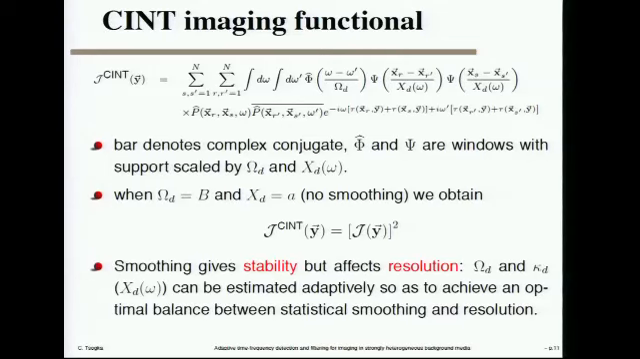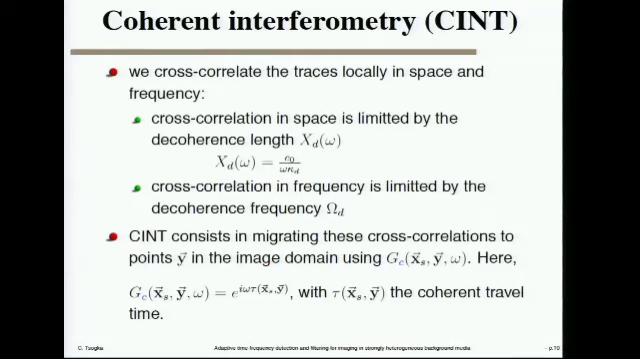And now this story that I said I take only nearby, I have these window functions phi and psi that limit this to have support in omega d. So omega d is the decoherence frequency. I will only consider correlations of data that are correlated. So I only correlate things that are nearby in frequency and things that are nearby in space. So xd of omega is what we call the decoherence length, and this decoherence length is not constant, it depends on frequency, and this is physical. Basically it's proportional to the wavelength, and the wavelength changes with frequency.